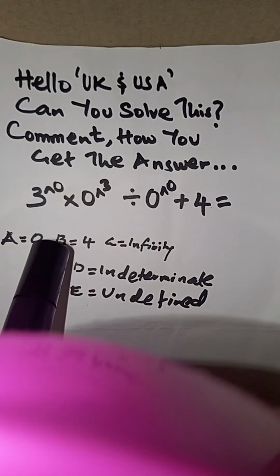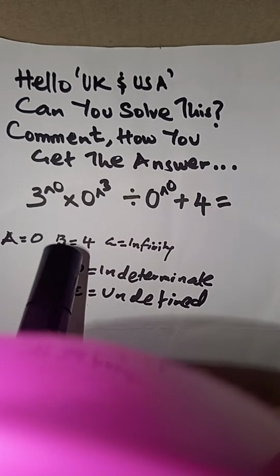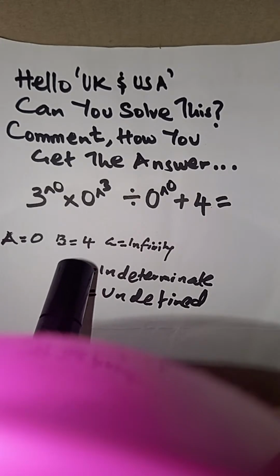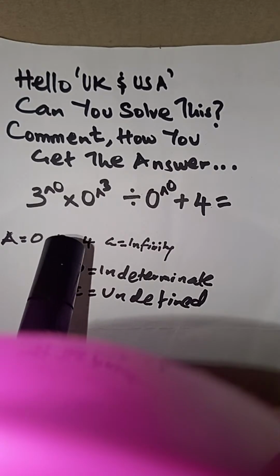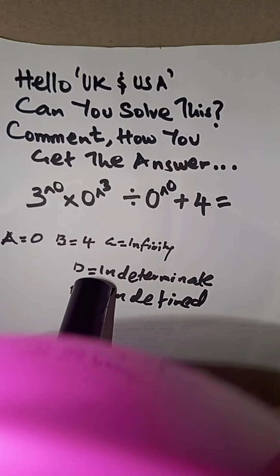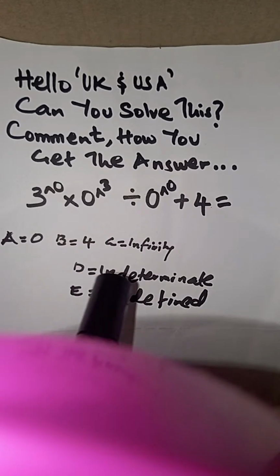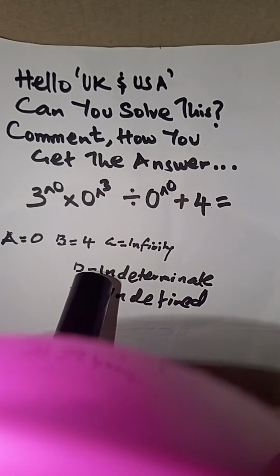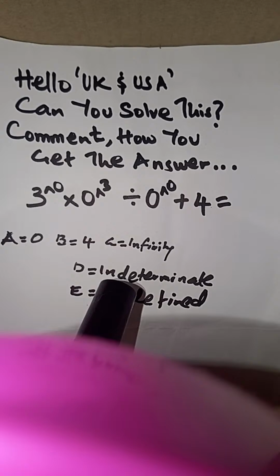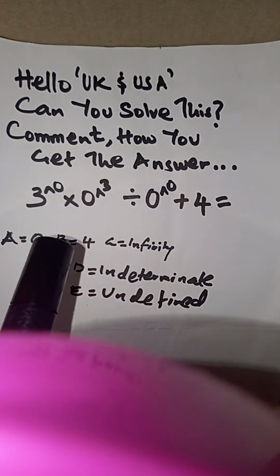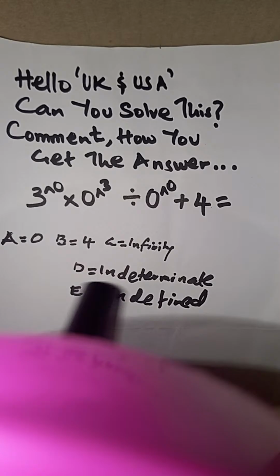Could it be A, 0, or B, 4, or C, infinity, and D, the indeterminate form of the equation. And then of course, some are getting A, some are getting B, some are getting C.